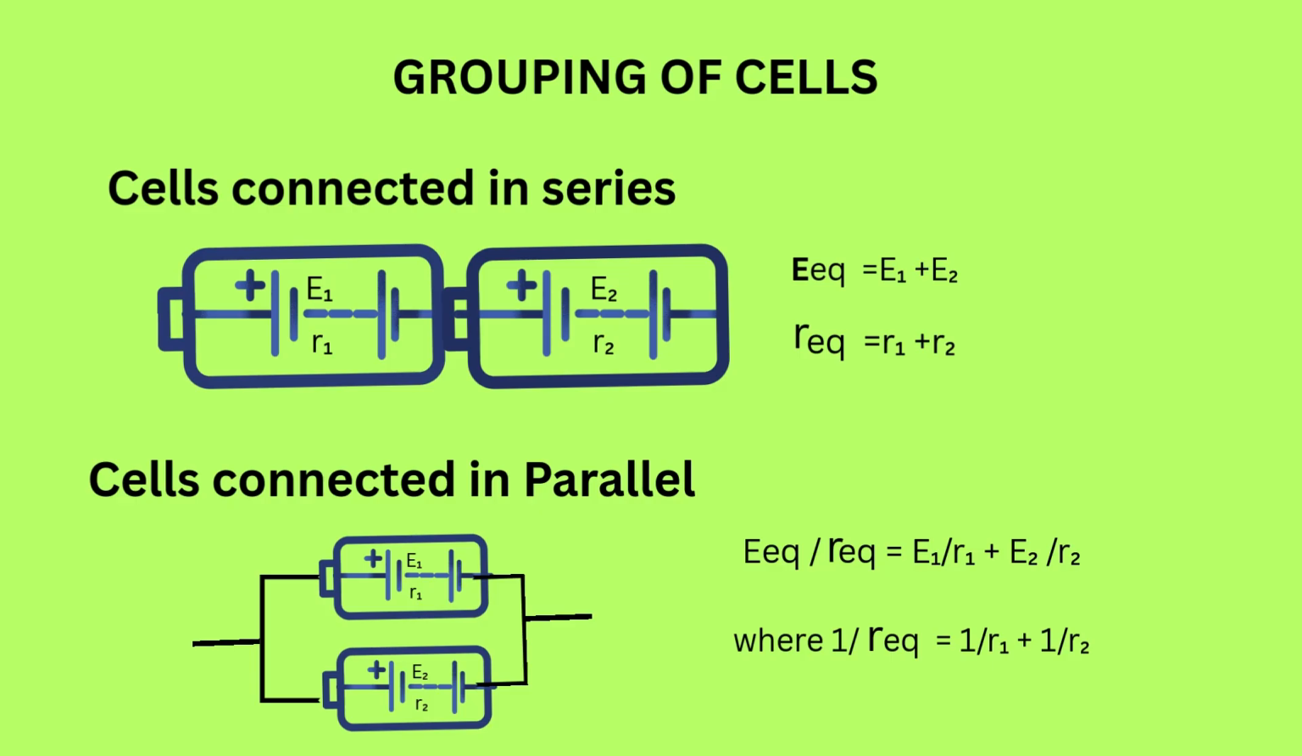Grouping of cells. Consider two cells of EMF E1 and E2 and internal resistance R1 and R2 connected in series as shown. The equivalent EMF and equivalent resistance of the combination is given by E equivalent equals E1 plus E2, R equivalent equals R1 plus R2. Cells connected in parallel. If the cells are connected as shown, then E equivalent by R equivalent equals E1 by R1 plus E2 by R2, where 1 by R equivalent equals 1 by R1 plus 1 by R2.